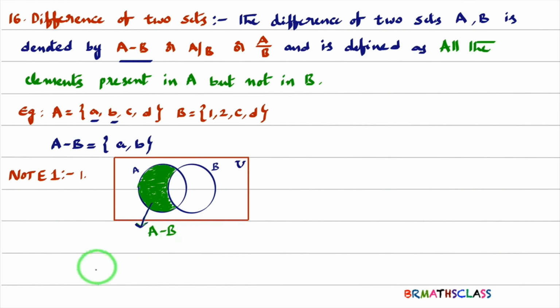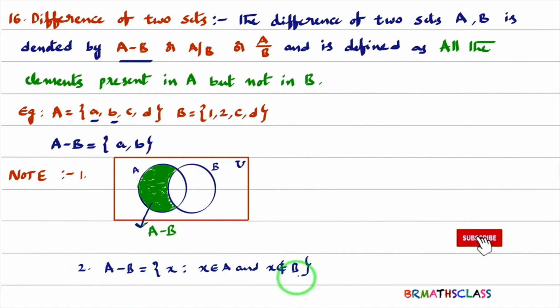Now second point, how we write A minus B in set builder form. A minus B is a set which contains an element X such that X is present in A and X does not belong to set B. X is in set A but not in B. So the set A minus B in set builder form we will write like this.